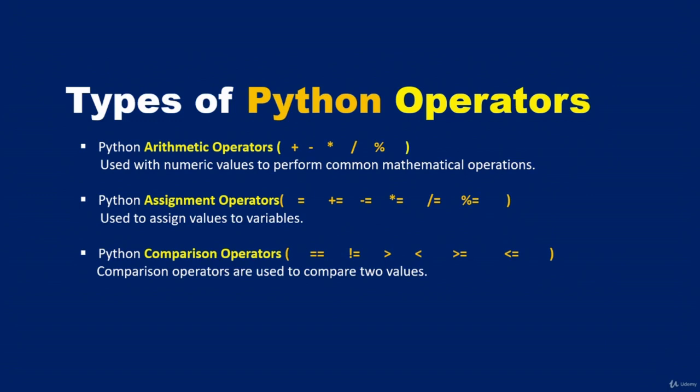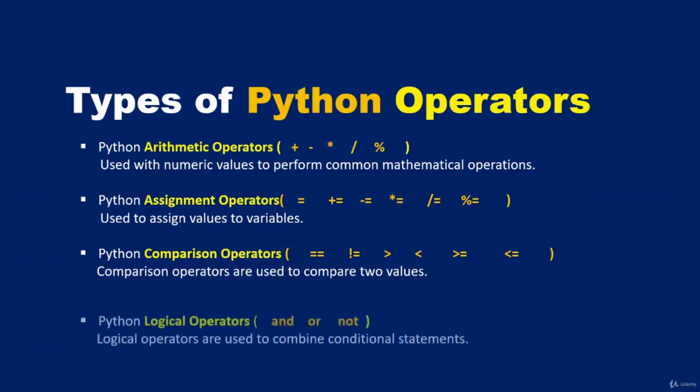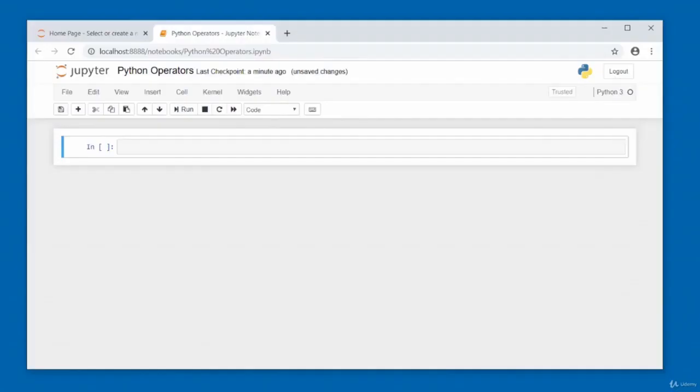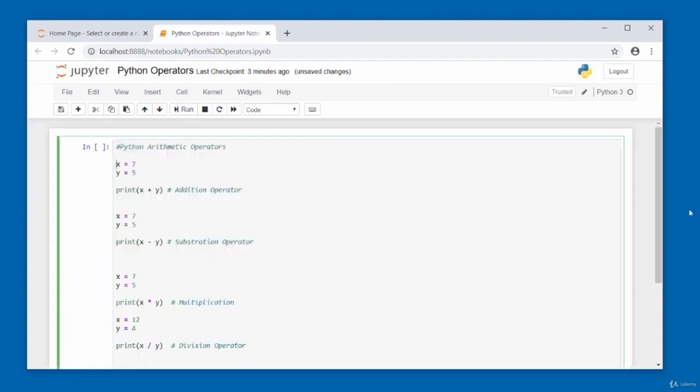The final type of operator I'm going to cover in this video is called the logical operators. They are used to combine conditional statements. They include and, or, not. I have created a new notebook. Inside this cell here, I'm going to add some operators and run through the code to explain what the operators do.